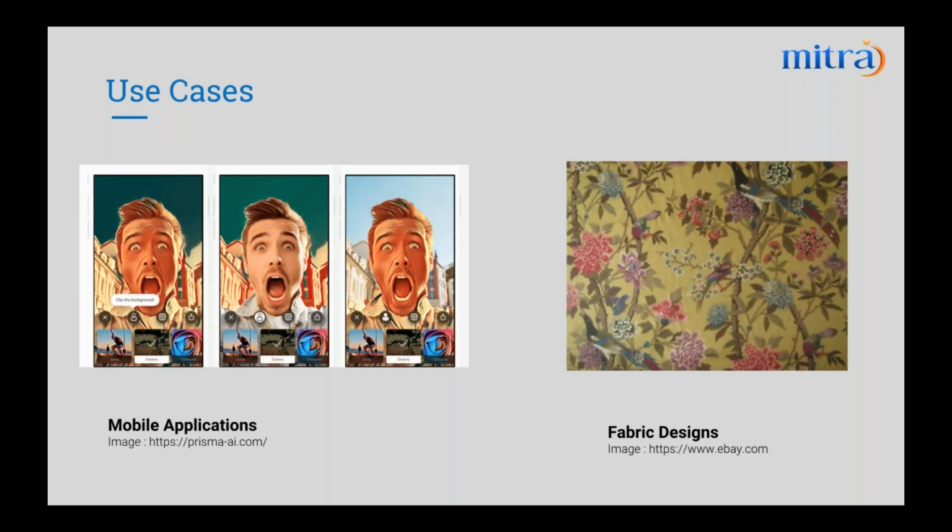areas. For example, the first image shows a very popular app called Prisma. The underlying technology of this application is something similar to neural style transfer. So here also we can colorize our images using different artist paintings. Or when it comes to fabric designs, we can use neural style transfer to create new and very artistic looking images. So these are some of the use cases when it comes to neural style transfer.